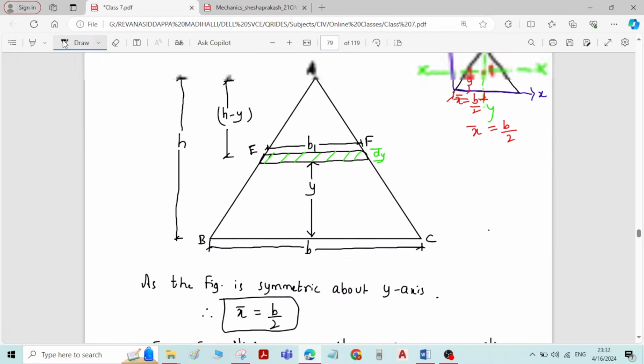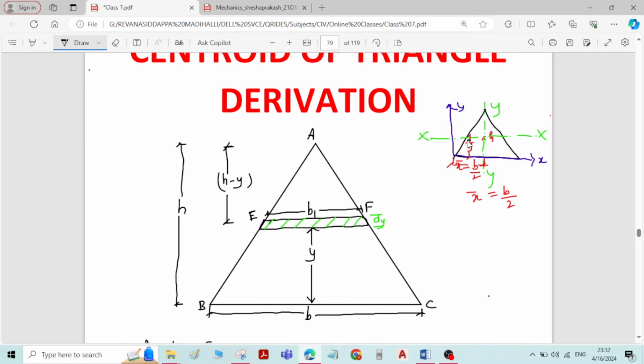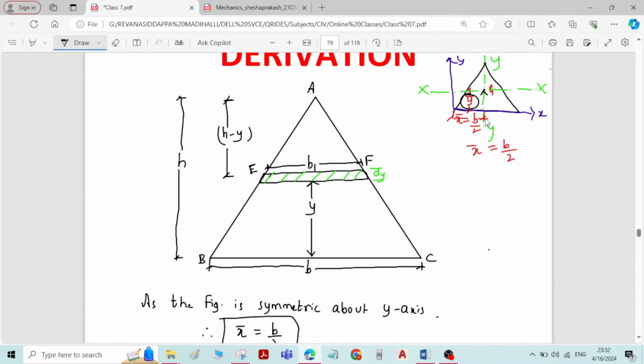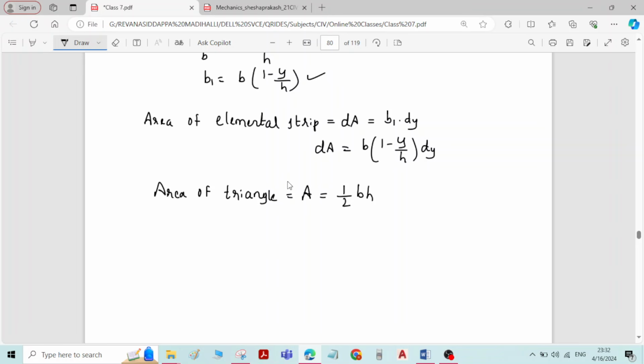Now we are interested to obtain the expression for y bar. We are interested to derive the equation for y bar, meaning the distance of the centroid from the reference x-axis. So we have a generalized formula to find the centroid. That is, y bar is equal to, you need to remember this formula, it is a simple formula: moment of area divided by total area. Now total area is known, that is half into base into height, the area of the full triangle, but we don't know the moment of area. We will find it now.